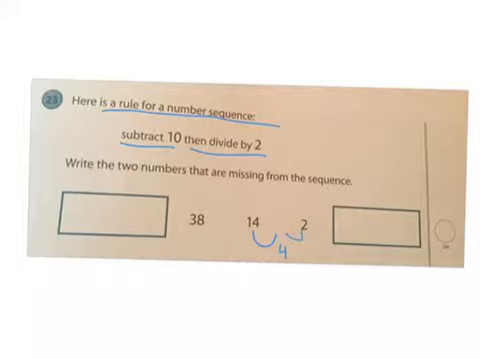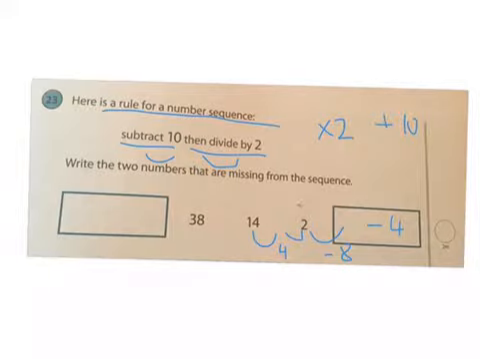Okay, 2 take away 10 is minus 8. And minus 8 divided by 2 is minus 4. When you're doing a sequence, it works the opposite way if you go the opposite way. So, dividing by 2 would be times by 2. Subtract 10 would be add 10. Let's see if it works.